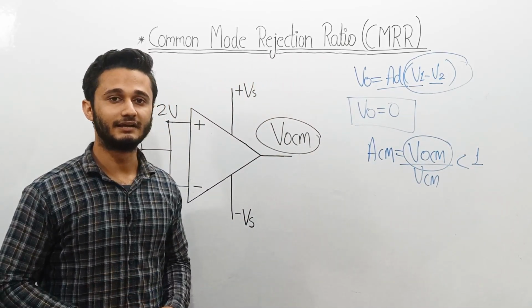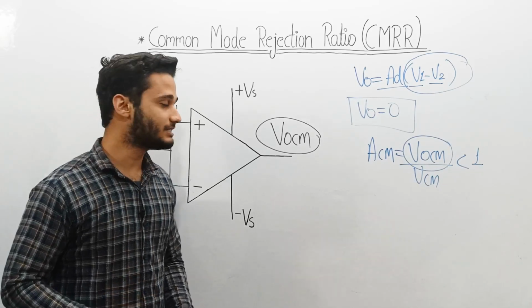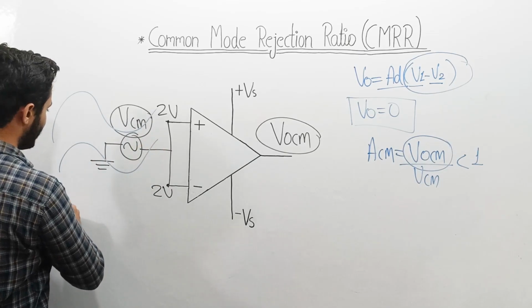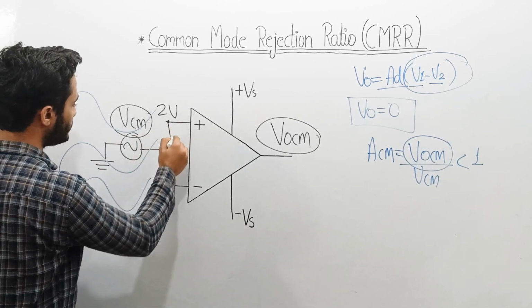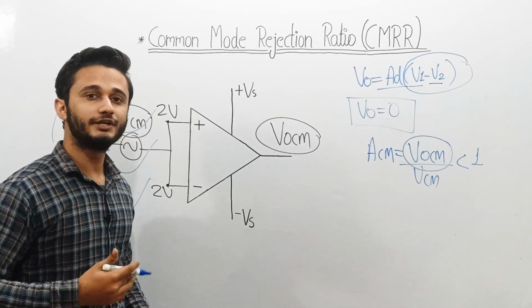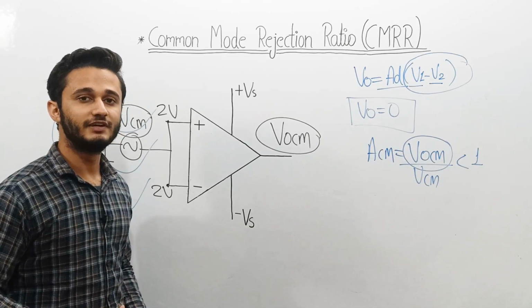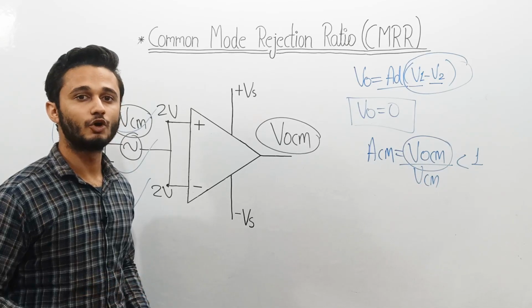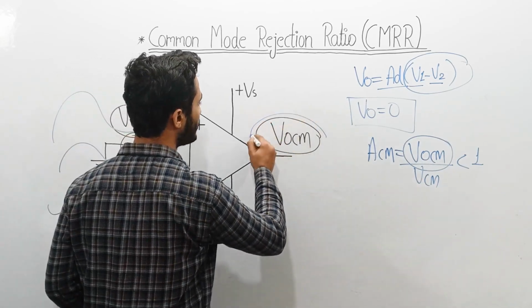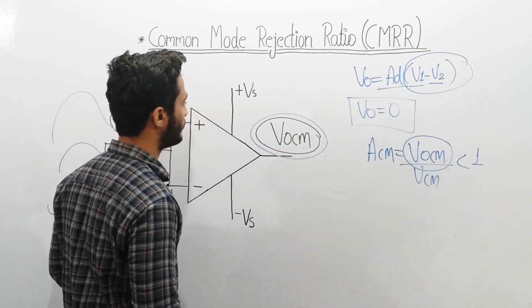op-amp is operating in a region where some noise signals of frequency 50 to 60 Hz are present, then these signals will be common to both the input terminals of the op-amp, and we will get an unwanted voltage at the output, which will cause an error in the actual output of the op-amp. So ideally the value of this common mode output voltage should be equal to 0.